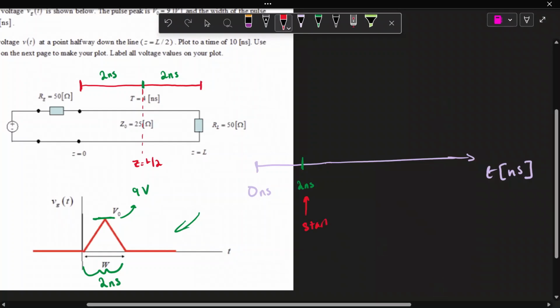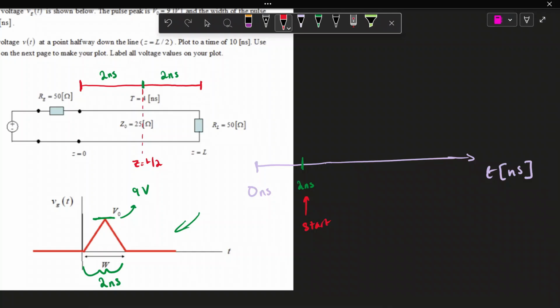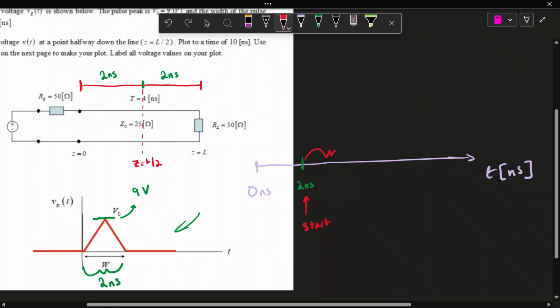So start. What is the width of our signal? 2 nanoseconds. So now what it reads is you're starting at 2 nanoseconds. The distance from when it starts to when it ends will be 2 nanoseconds. So this is the width. Now it then stops at 2 nanoseconds plus 2 nanoseconds, 4 nanoseconds. So now this is stop.